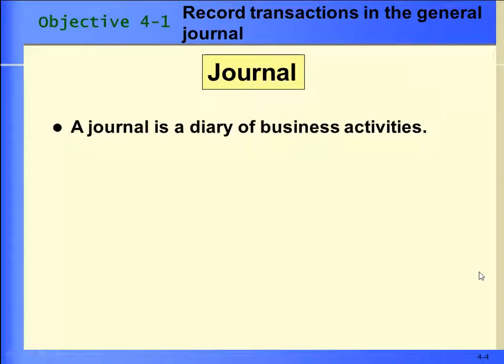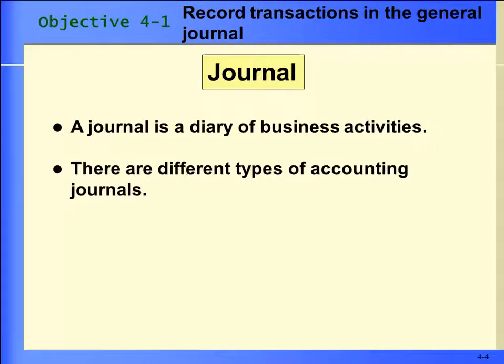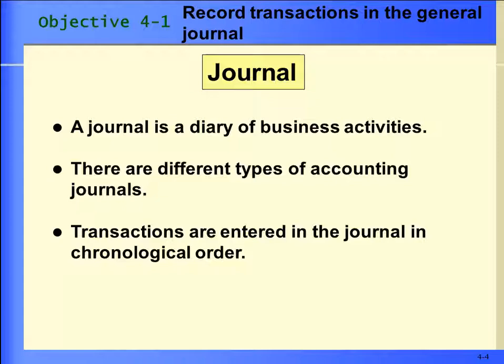So here's the journal. A journal is a diary of business activities. So anything that you do in the business that is actually a transaction gets recorded in the general journal. So the different types of accounting journals: transactions are entered in the journal in chronological order. So whatever happens on, just say, 9/1 gets recorded before 9/2, and so on. So we'll always have steps in order, 1 through 30 as far as the days in the month, or if it's February, 1 through 28.